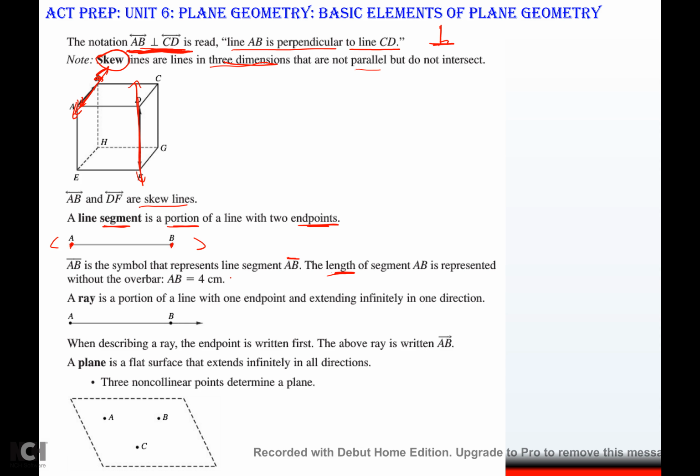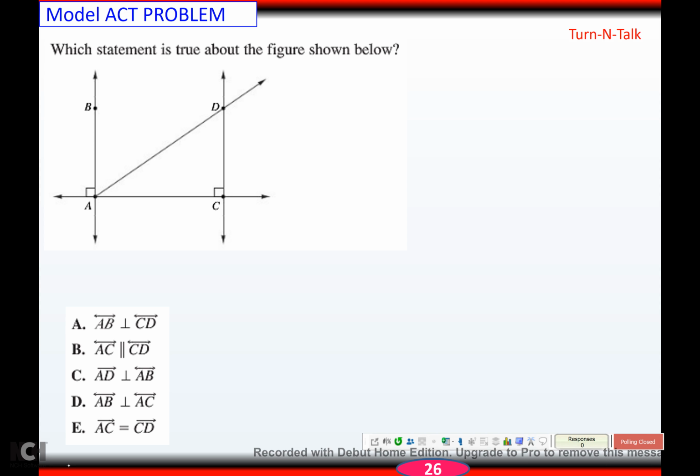All right, a ray is still a portion of the line, but it has 1 endpoint, and then it extends infinitely in one direction. So one end is a point and one end is an arrow. When describing a ray, the endpoint is written first. So this ray right here, ray AB, would be written like this, and notice how it just has 1 arrow. Okay? A plane is a flat surface that extends infinitely in all directions. Think of a plane as a piece of paper almost. And it takes 3 non-collinear points to determine a plane.